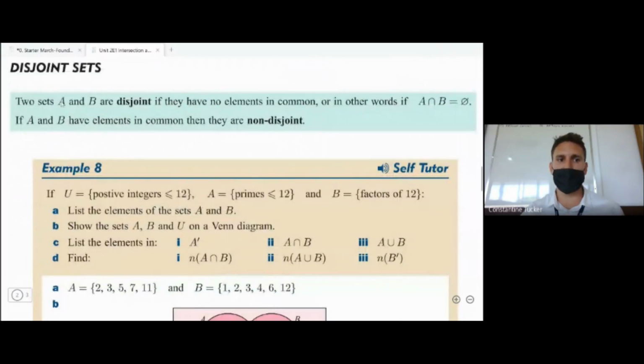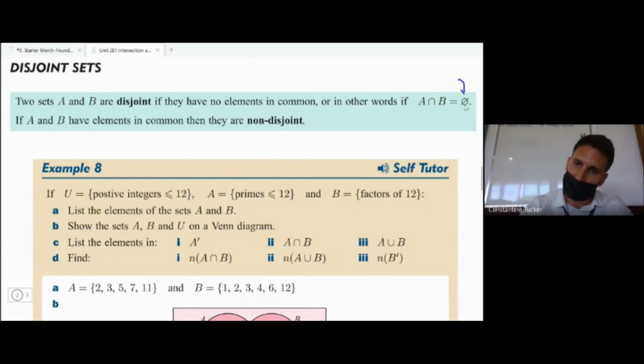Disjoint sets. Two sets, A and B, are disjoint if they have no elements in common. Or in other words, A intersection B is this symbol here. We've seen this before, guys, haven't we? This is the empty set, the set which contains nothing. So it's like, imagine an empty box, that sort of thing.